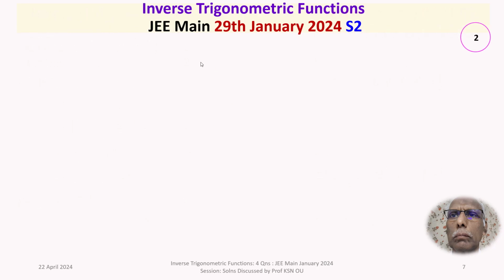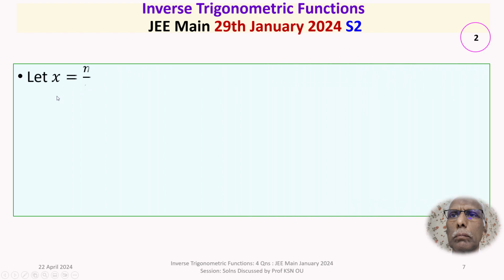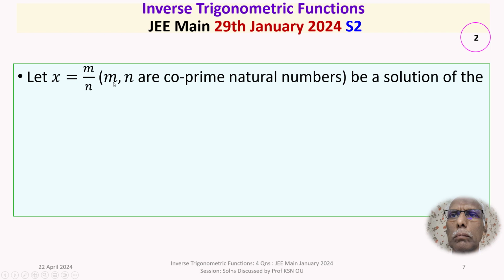Let's move to the next question. This question has appeared in the JEE Main exam held on 29th January 2024 in the second shift. The given question is, let x is equal to m by n, where m comma n are co-prime natural numbers. m and n are natural numbers, and they are co-prime, means the GCD of m and n is 1.